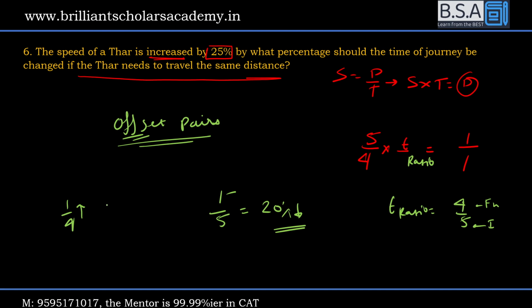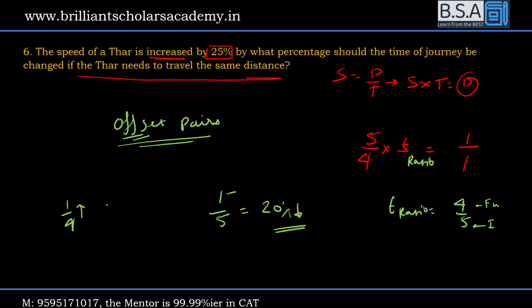Speed into time is equal to distance. Now plug in values which are given to you for speed, time and distance. 25% is increase in speed. So speed has become 5 by 4. Time I have no idea about. What about distance? Distance is 20% more. What is 20% ratio? You can go with 120 by 100 or 6 by 5.